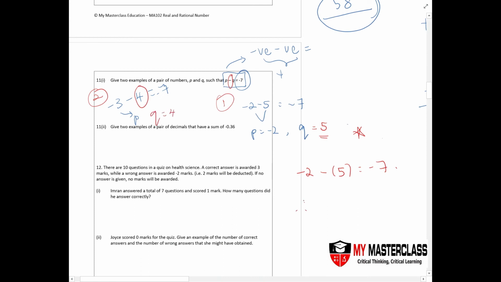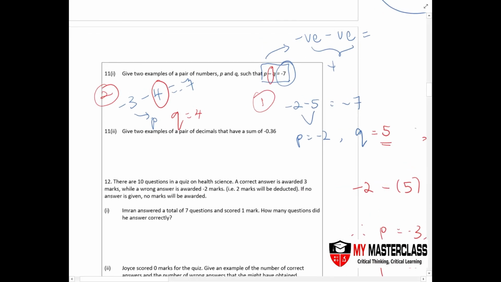So therefore, when you write your answer, example number 1, your P can be a negative 2 when Q is 5. Then example number 2, P can be a negative 3 when Q is 4. So please take note of what the question gives you, because I foresee students will be confused and write negative Q as your answer. That's wrong.